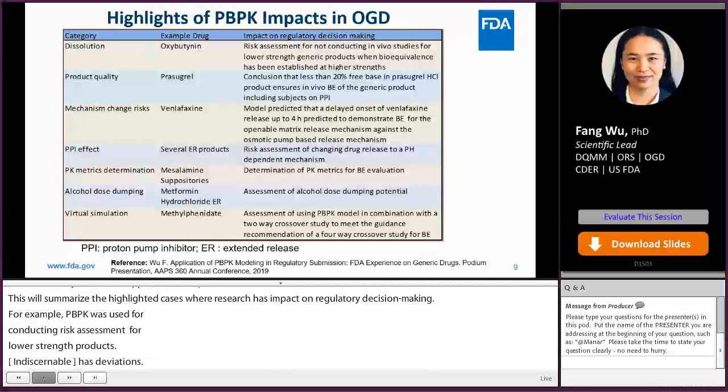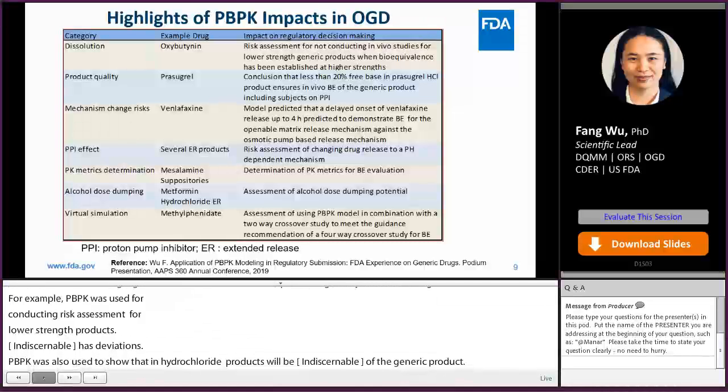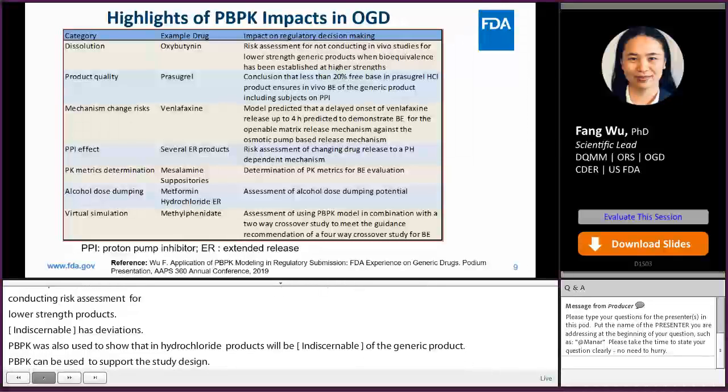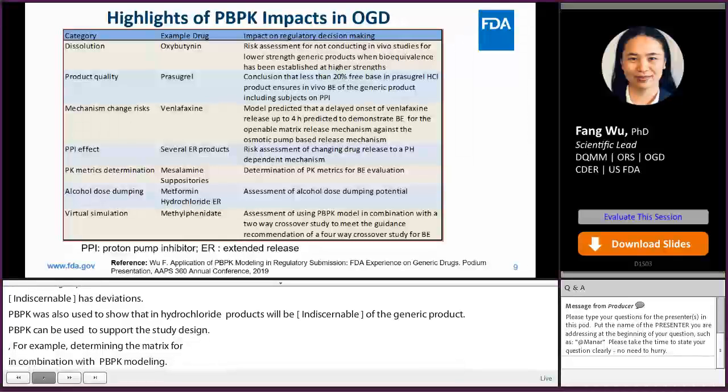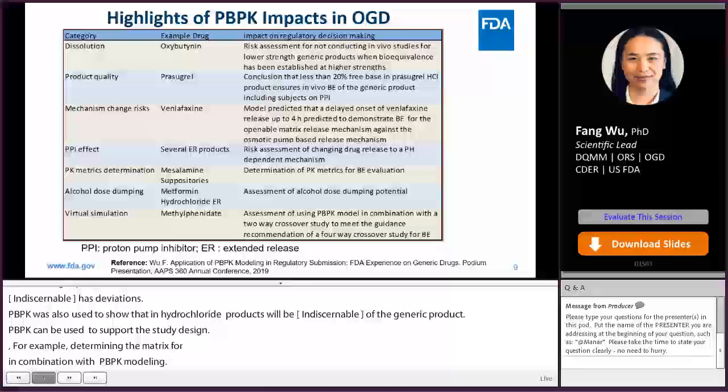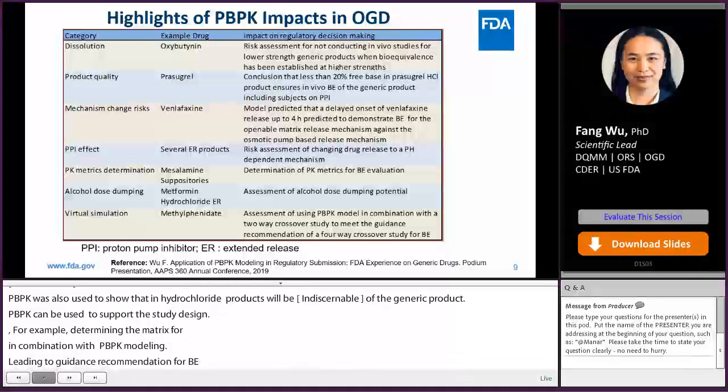PBPK can also be used for supporting the BE study design, for example, determining the PK metrics for BE evaluation for mesalamine suppositories, and evaluating whether a two-way crossover study in combination with PBPK modeling can meet the guidance recommendation of a four-way crossover study for BE assessment for a methylphenidate product. The other cases include using PBPK for the risk assessment of a release mechanism change, PPI impact, and alcohol dose dumping.